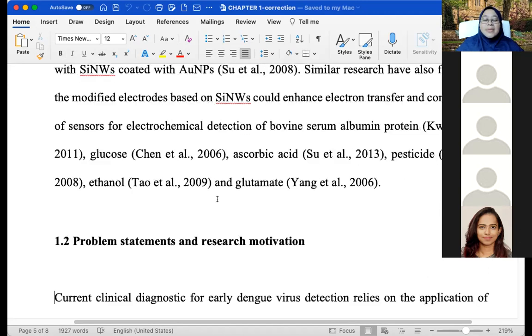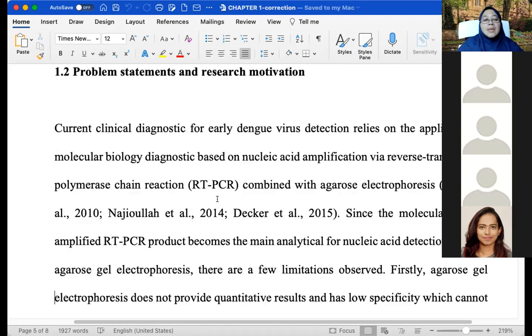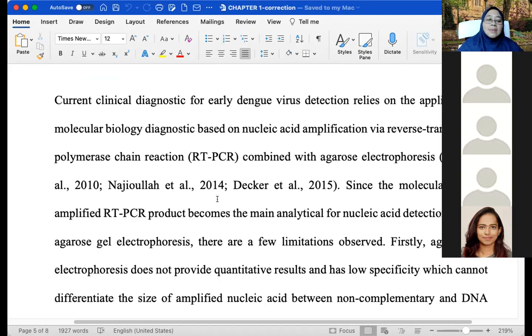So back to problem statements. The problem statement has to be in chapter 1, the introduction part. We have talked a lot on the development of the problem statement. The problem is that the current diagnostic for dengue virus was not yet ideal at that moment. Not now, now you have a lot of diagnostic kits, but previously it was still based on serology tests and molecular tests. So he highlighted that these tests are time consuming.